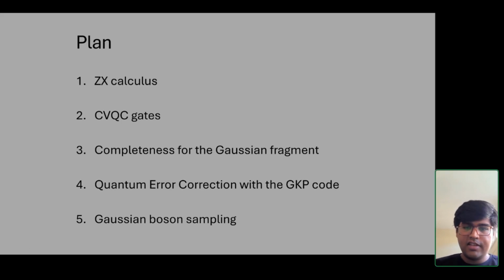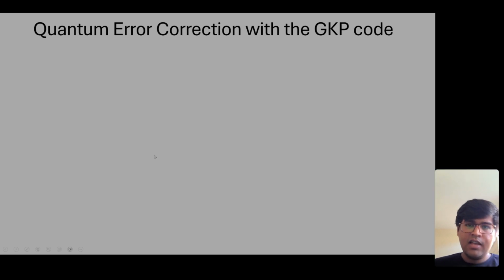Okay, now let's look at two applications. So first is quantum error correction. In quantum error correction, what you usually want to do is represent your logical qubit in some physical system.